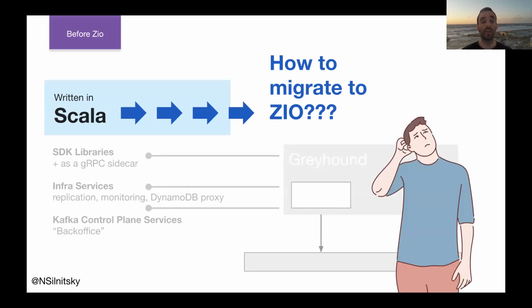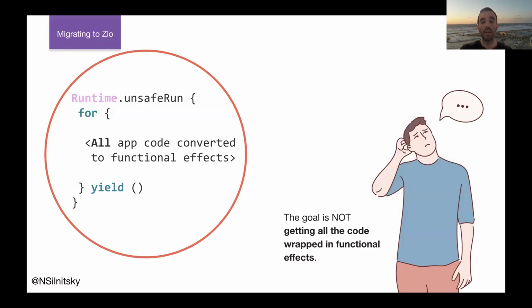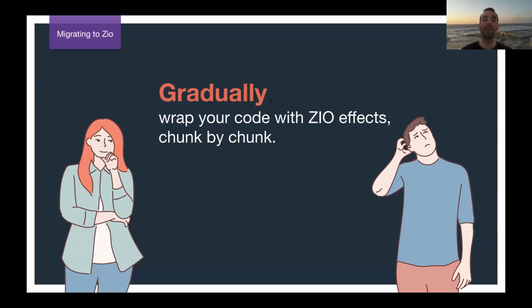So when we want to migrate our code to ZIO, we thought about how to do that. We have a lot of code base. So it's not like the goal is, oh, I want to get immediately to all of the service code to be wrapped in functional effects and have the runtime at the end of the world execute the ZIO descriptions and have a great functional service. That will probably not be realistic for your legacy service that has a lot of edge cases. So a better approach will be to gradually wrap your code with ZIO effects chunk by chunk.